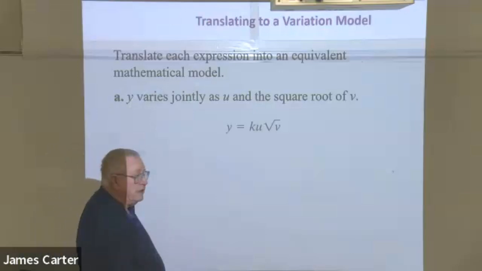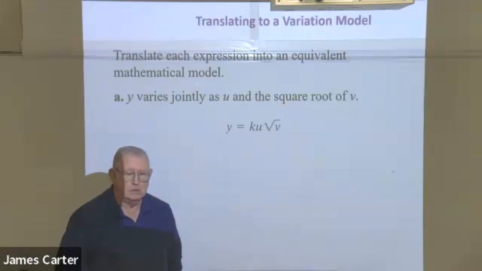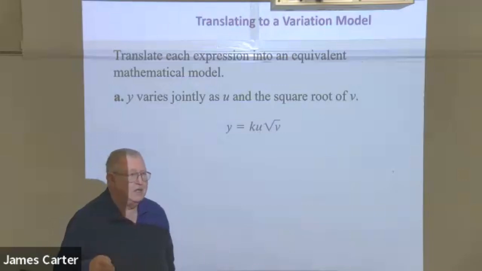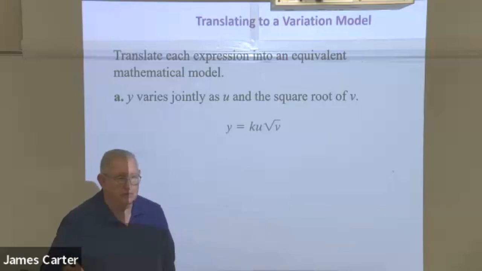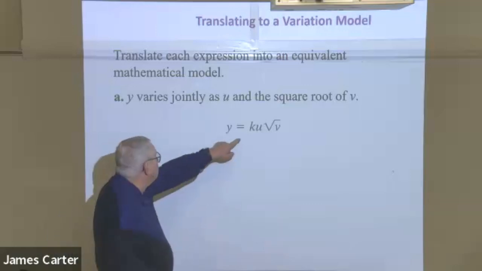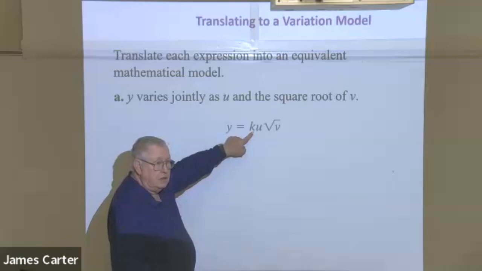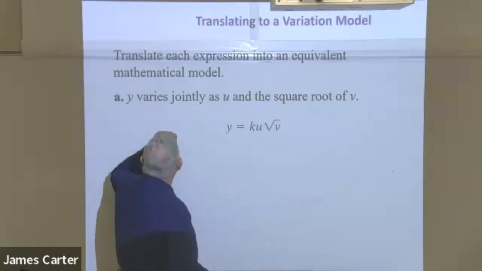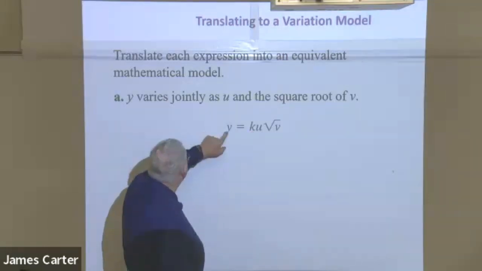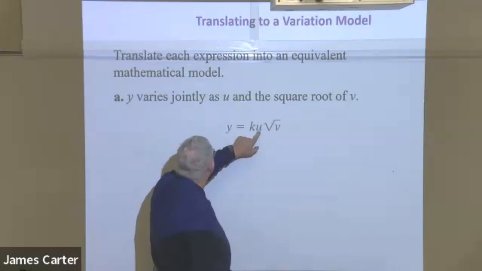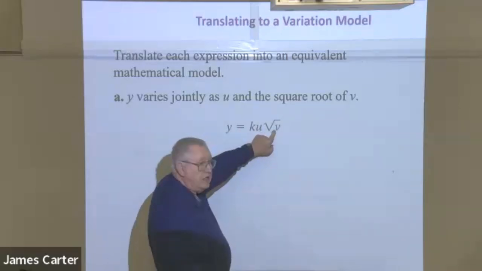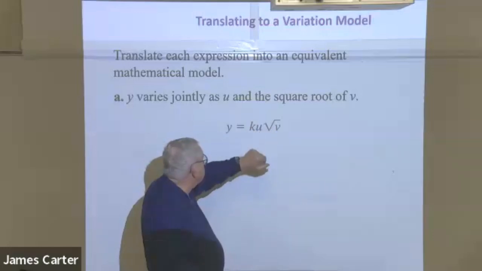Y varies jointly. I haven't talked about joint. Joint just means you got multiple variables, and they can either be direct or inverse. But joint just means multiple variables is all that it means. You still have some constant value. Okay, so Y varies jointly as U and the square root of B. And then there, of course, is my K.